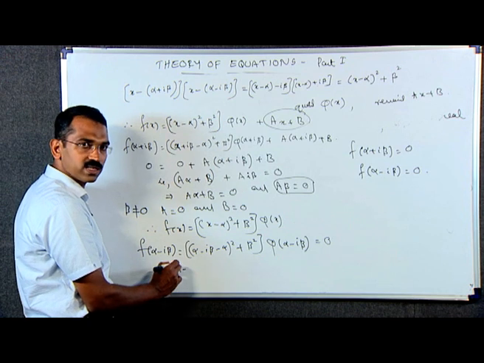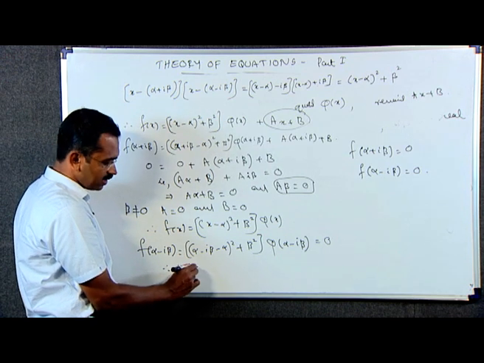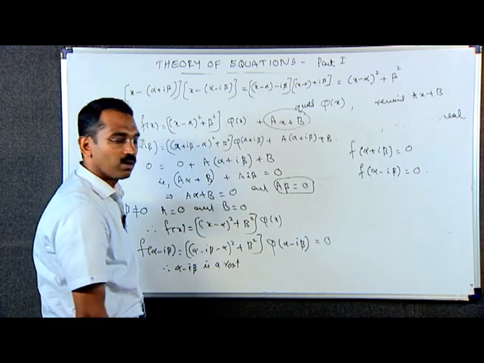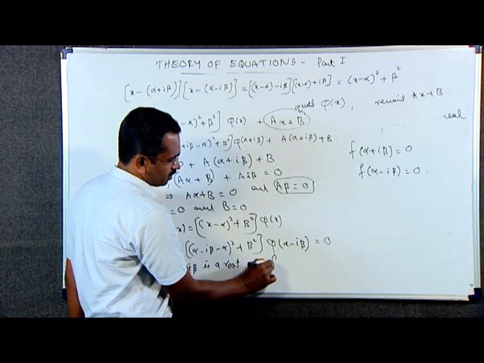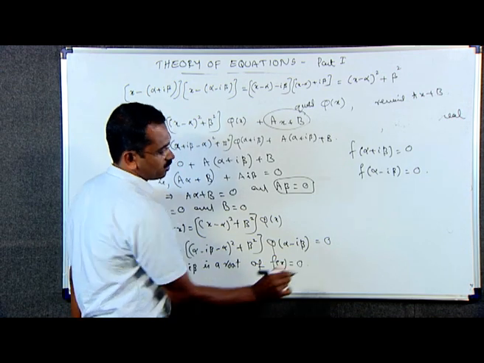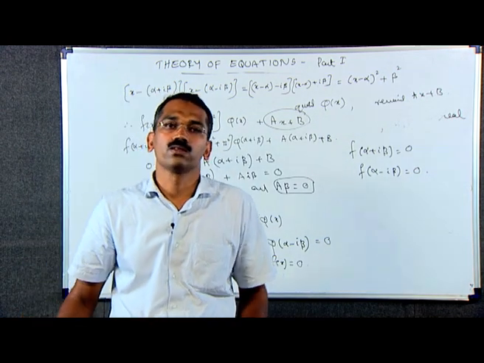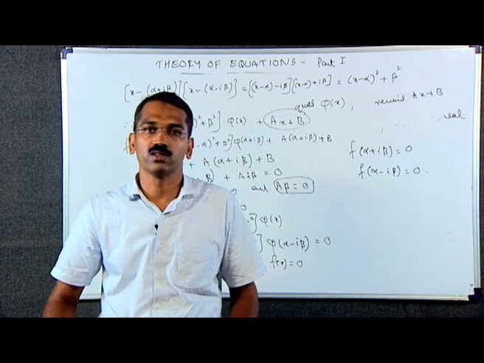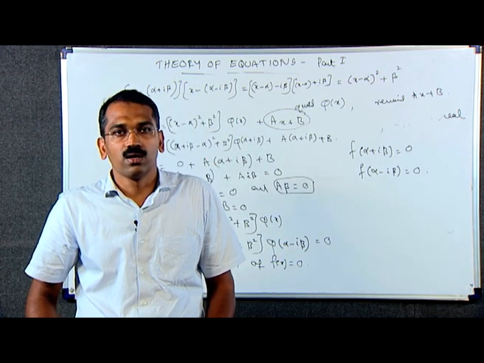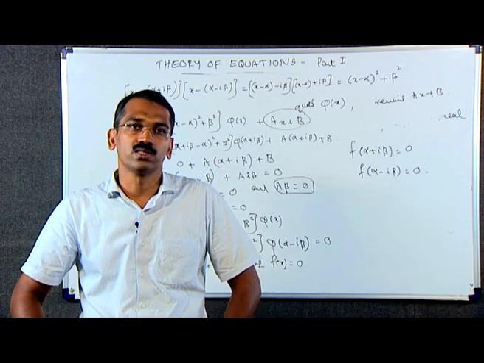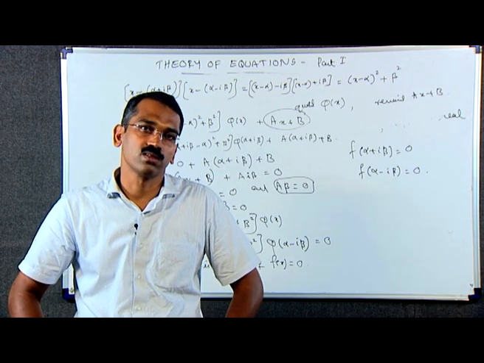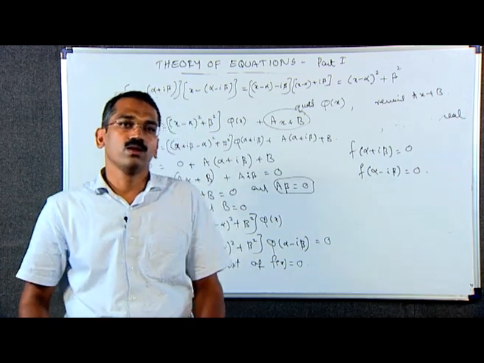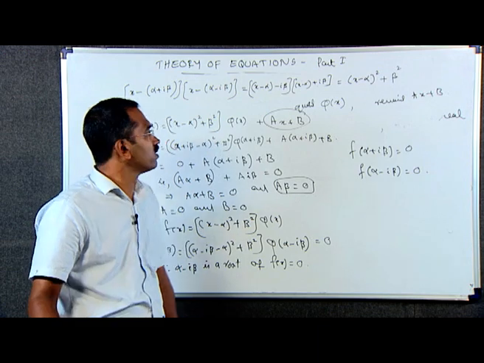From this we can say that alpha minus i beta is a root of the same equation f(x) is equal to 0. That is, if alpha plus i beta is a root of the equation, then obviously alpha minus i beta is the root of same equation f(x) equal to 0. Now consider one example.